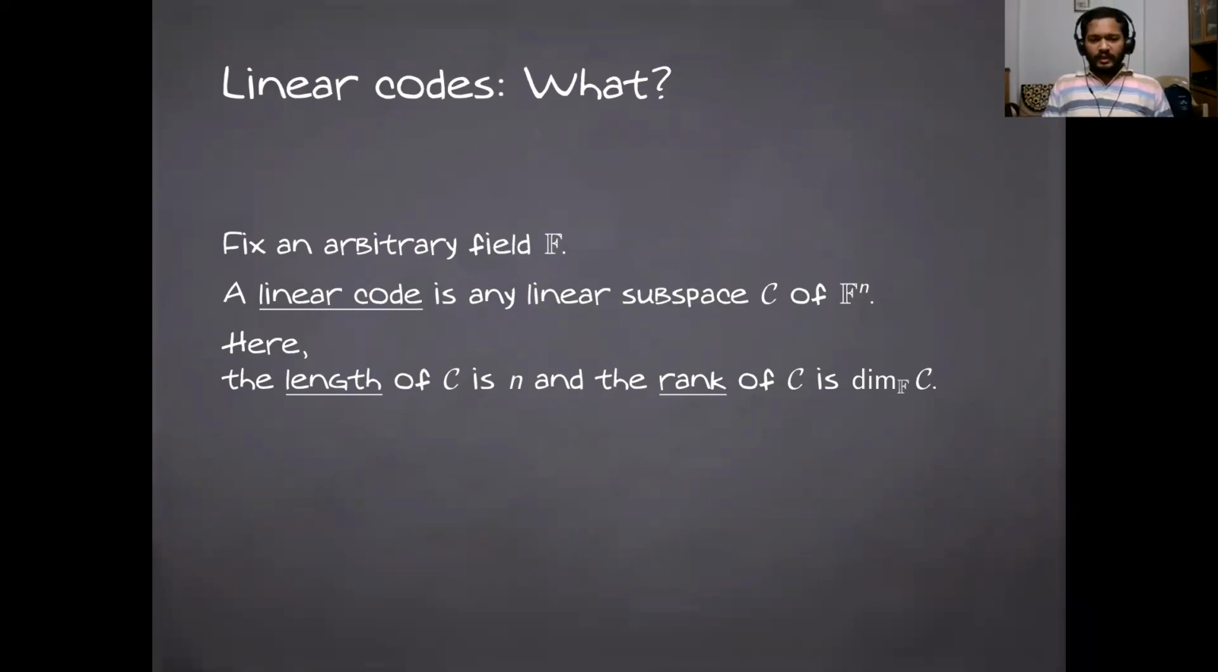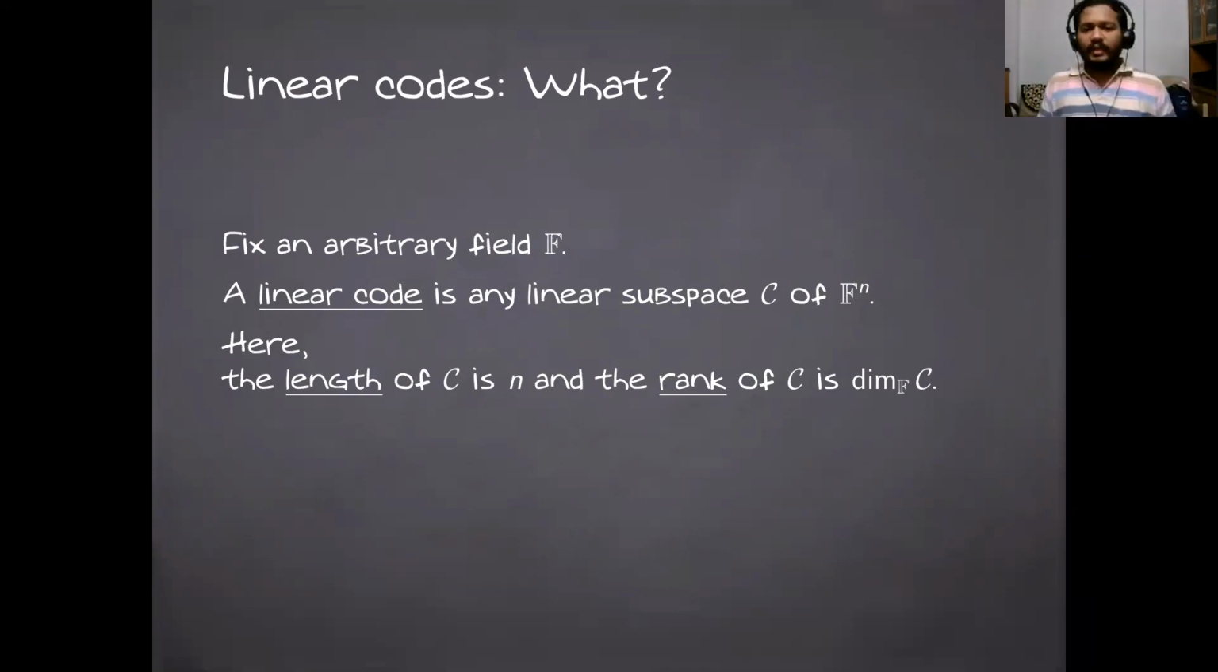So a linear code is a linear subspace of F to the n, and we have the standard basis for F to the n, the unit vectors. The length of a code is defined to be the dimension of the ambient space, the number of components that you would have in any vector. In this case, it is n, so the length of this code is n. And the rank of a code is defined to be the dimension inside that ambient space.